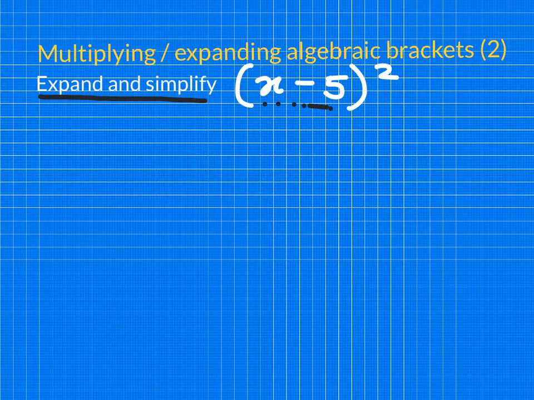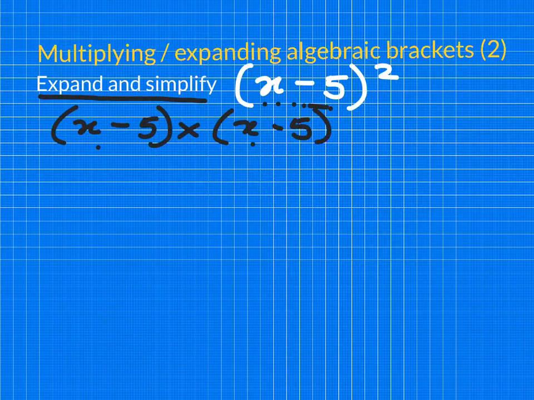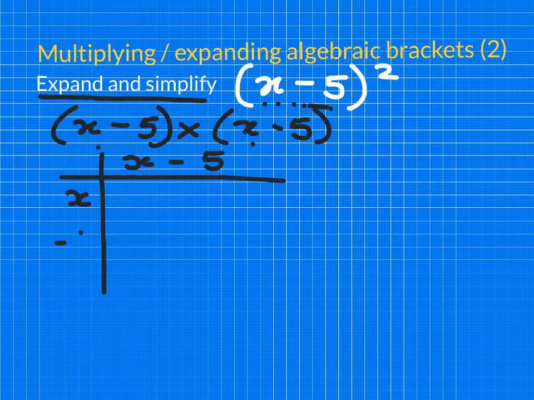X minus 5 squared means x minus 5 multiplied by x minus 5. We have two things multiplied together, and therefore we have a rectangle. Let's draw ourselves a rectangle. One side of the rectangle is x minus 5, and the other side of the rectangle is also x minus 5. In order to do this multiplication, we need to divide our rectangle up so that we can actually work it out in several parts.